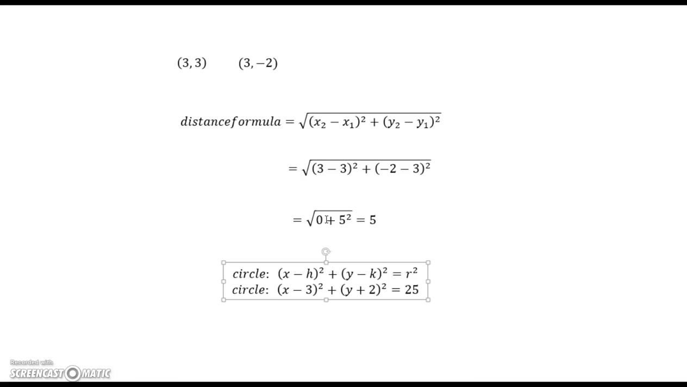Now if we use our circle formula, x minus h squared plus y minus k squared equals r squared, where h and k are the center of the circle and r is our radius, and our center of the circle was at 3, -2, our circle equation is going to be x minus 3 squared plus y plus 2, because we had a -2 here, squared, equals 5 squared, which is 25. So let's go ahead and graph it and see if our solution works.